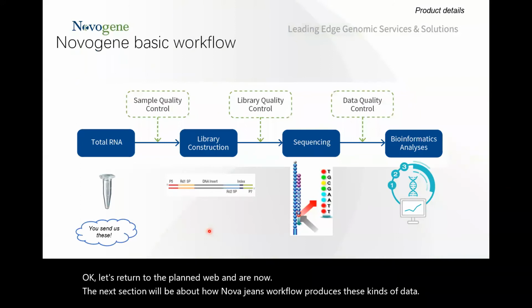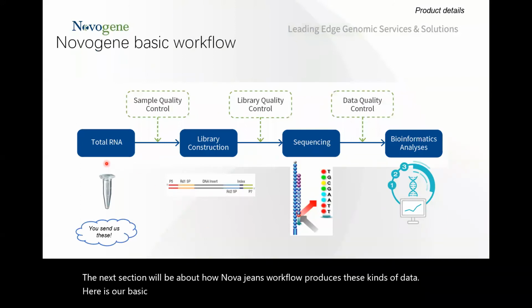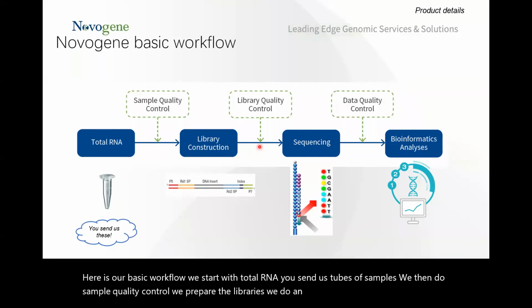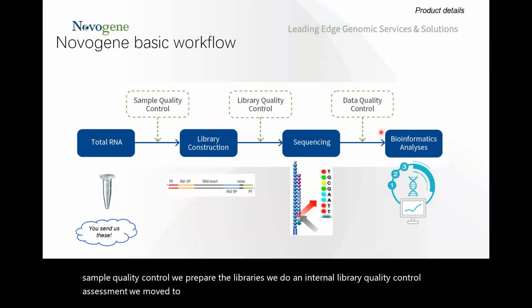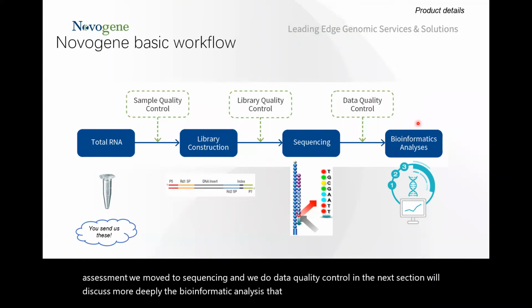Here is our basic workflow. We start with total RNA. You send us tubes of samples. We then do sample quality control. We prepare the libraries. We do an internal library quality control assessment. We move to sequencing, and we do data quality control. In the next section, we'll discuss more deeply the bioinformatic analyses that are options for our clients.